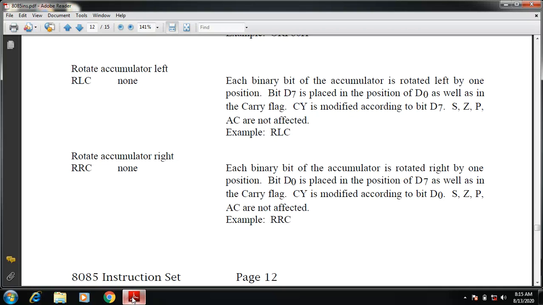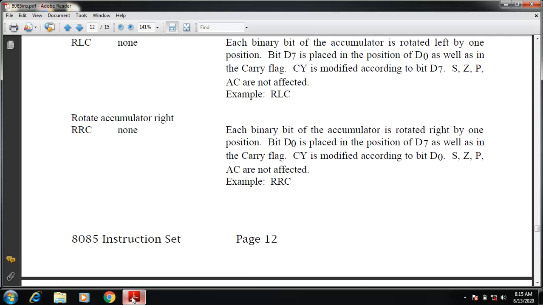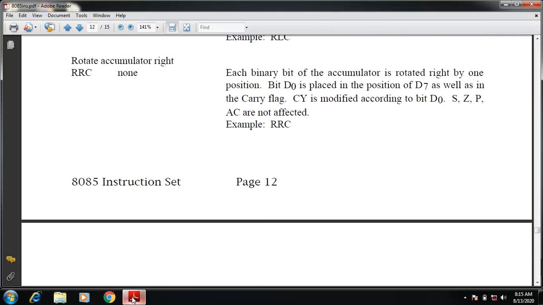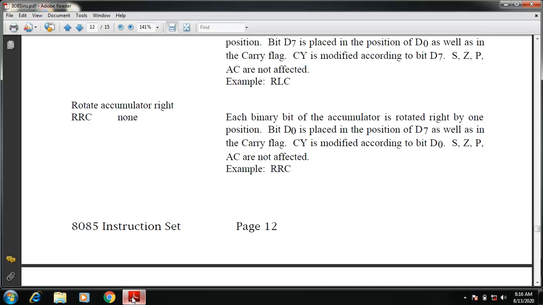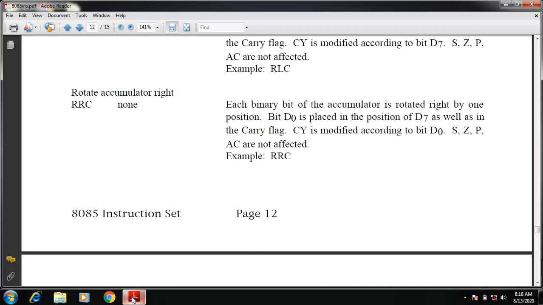Okay, next, RRC. Before, in RLC, the auxiliary carry, sign, zero and parity flags are not affected, only the carry flag is modified. So that is the difference from ORA and ANA. The logical instructions affect all the flags, but here only the carry flag is affected and it does not affect sign, zero, parity and auxiliary carry.